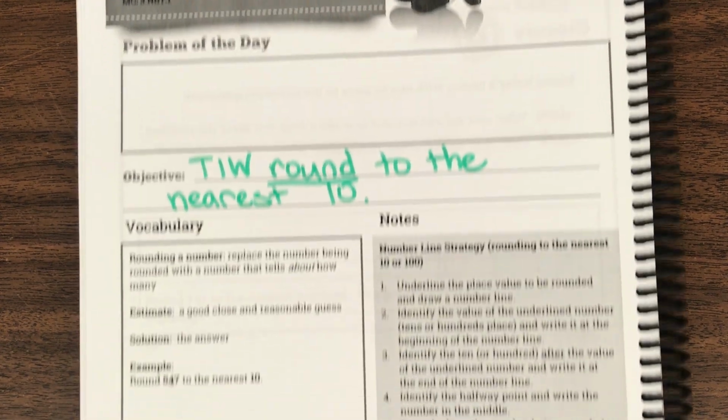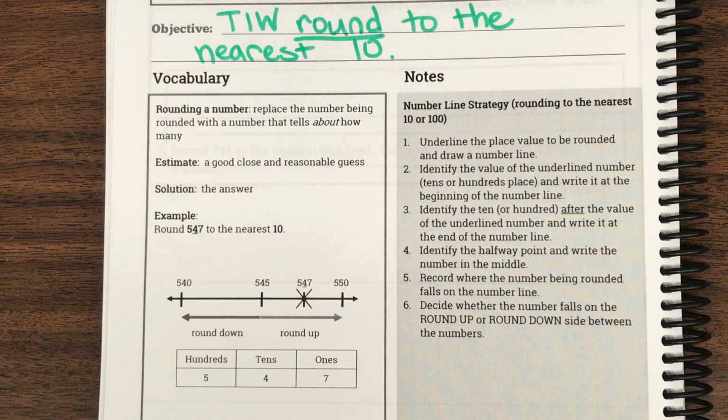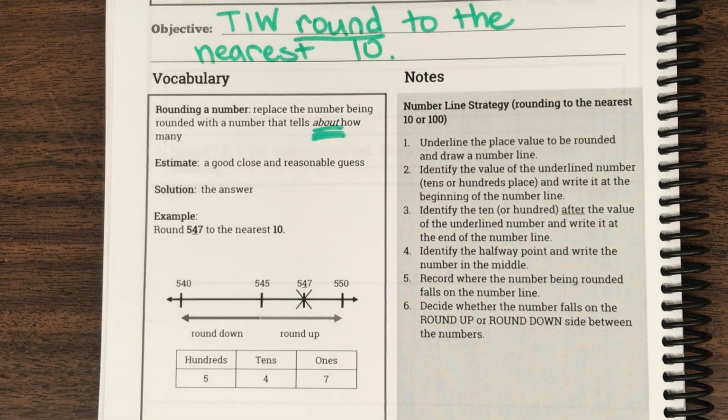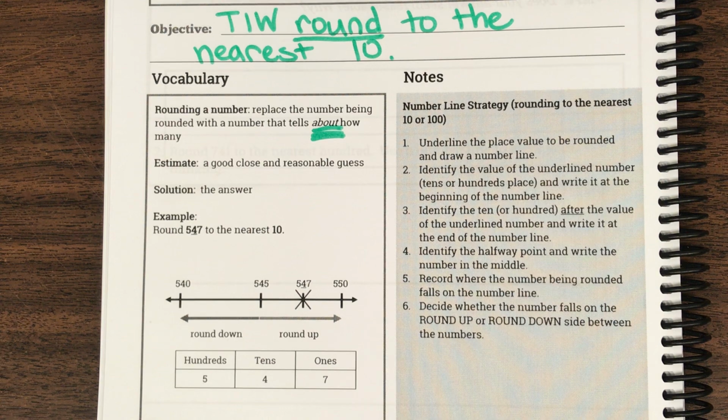Let's look at our vocabulary. Our first word is rounding a number. It says, replace the number being rounded with a number that tells about how many. So we round numbers a lot in real life. When we say something's about this, I think about when I use it with money mostly. If I'm at the grocery store and something says it's $1.99, I say that's about $2. It's pretty close to $2. So that's called rounding. I wouldn't say it was about $1, even if it was $1.99, because it's only 1 penny away from $2.